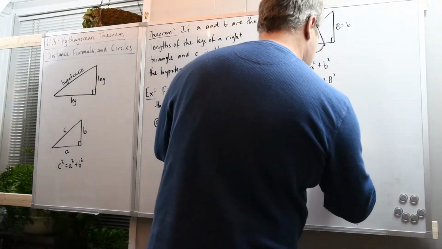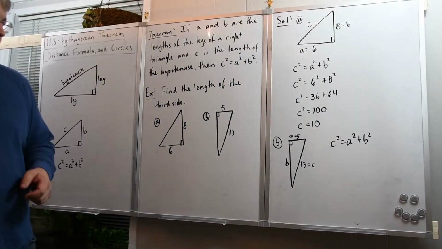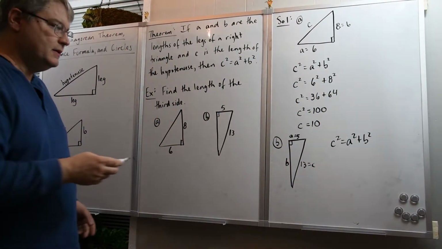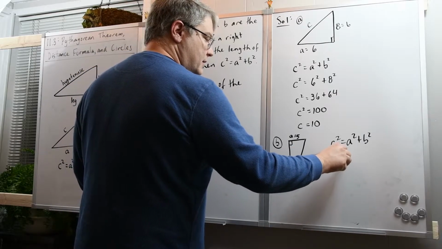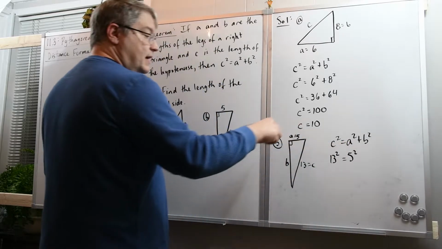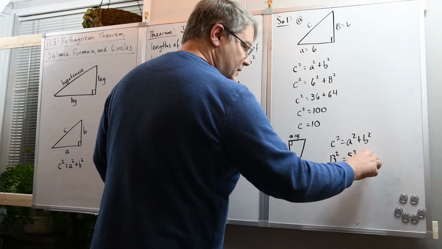Again, we have C squared is equal to A squared plus B squared. But this time we have C equals 13, so that left side is going to be 13 squared. We have A is 5, so we'll have on the right side 5 squared plus B squared.